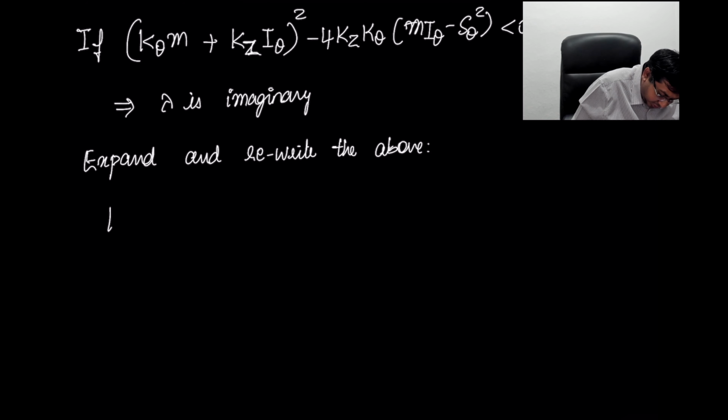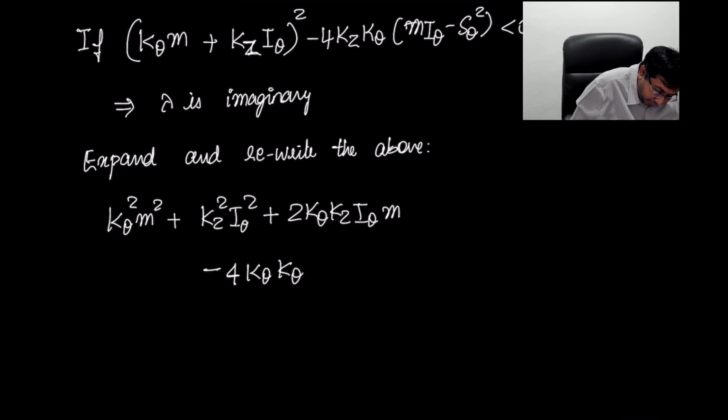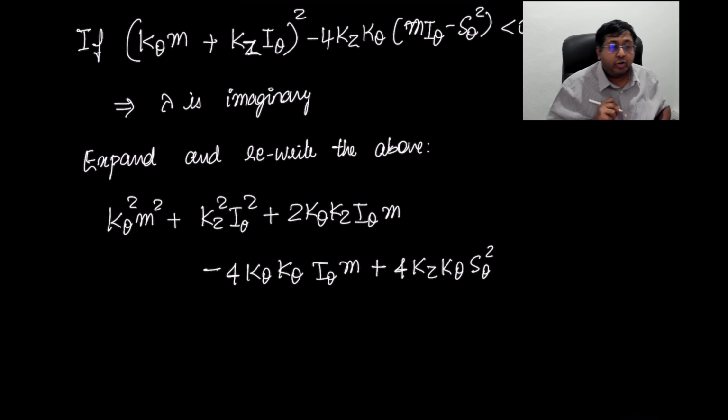Right? So then we can say k theta square m square plus kz square I theta square plus 2 k theta kz I theta into m, minus 4 k theta kz I theta into m plus 4 kz k theta s theta square, right? So that's what we are going to get.